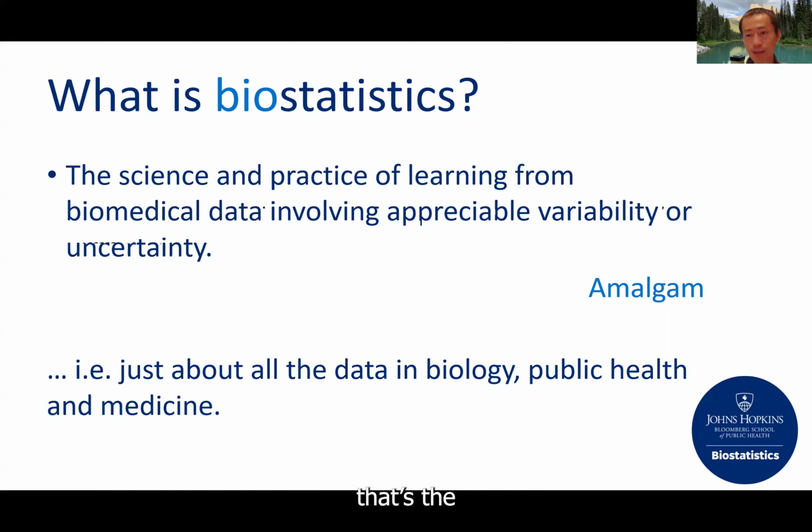And statistics does things in a reverse way. It says you now have the data, but you don't know what the underlying truth, the model, is. So you want to use the data to infer the underlying truth or the underlying model. So that's statistics. And biostatistics basically means you are going to apply all these statistical and probabilistic principles to solve problems that are somehow related to biology, public health, or medicine.